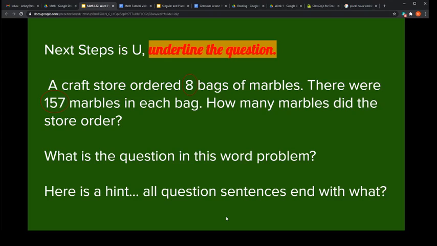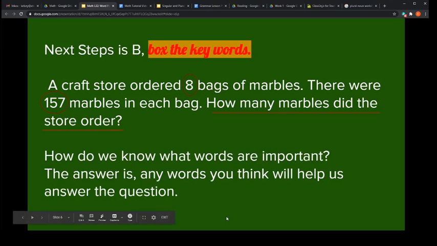The next step is U. Underline the question. What is the question in this word problem? Here's a hint. All question sentences end with a what? A question mark. Next step is B. Box in the key words. How do we know what words are important? The answer is any words you think will help us answer the question.